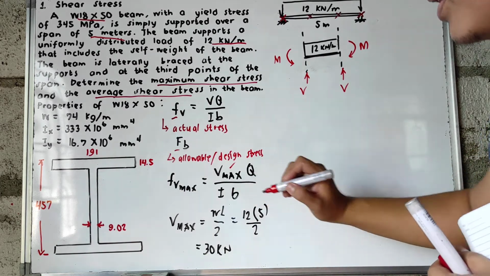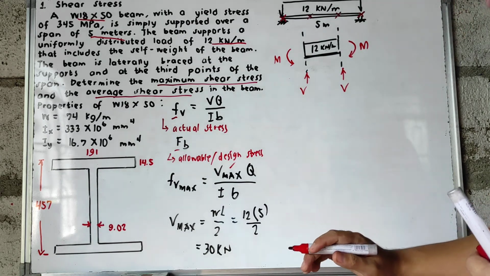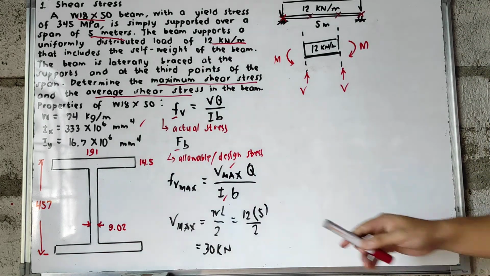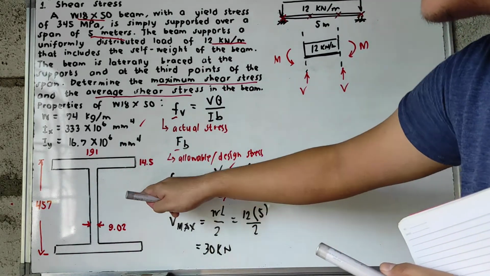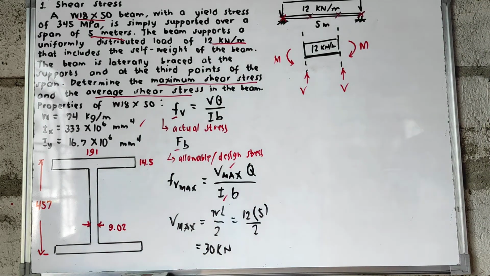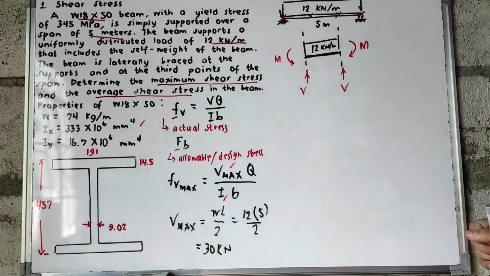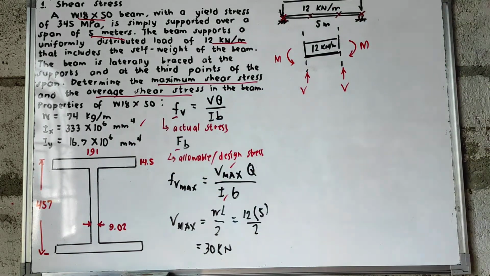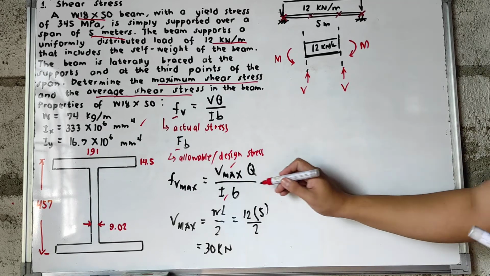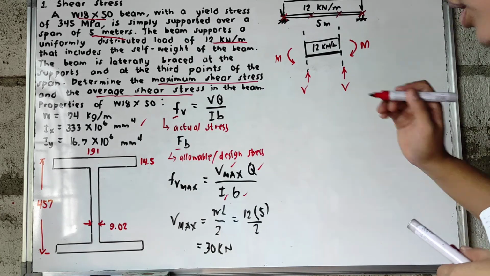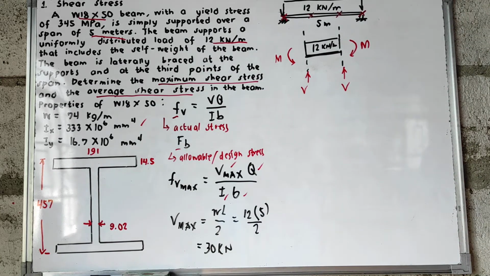So yung I naman natin, yung i-consider natin is the Ix. Kasi nga, malakas along x-axis yung cross-section natin na W section at hamak na mas mataas yung value ng Ix compared sa Iy. Kasi yung Ix natin, that is yung strong axis. Samantalang yung Y-axis naman, that is the weak axis naman. And yung B naman, later i-discuss natin yung pagkuha niyan. So for this one, kunin muna natin yung value ng Q natin.